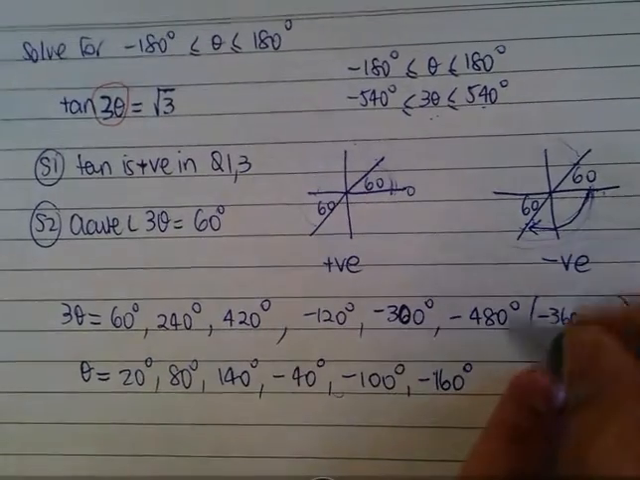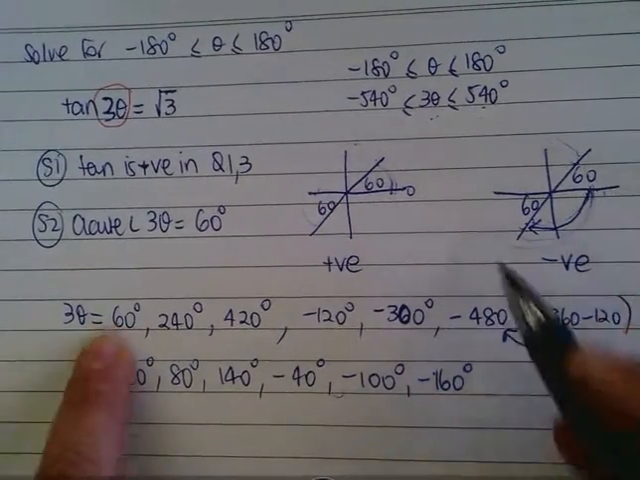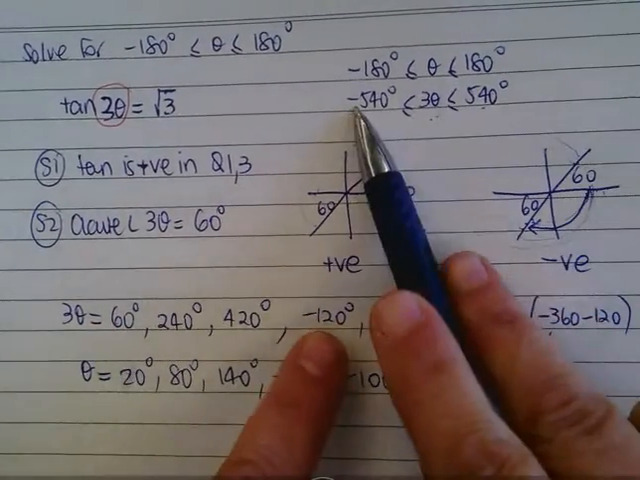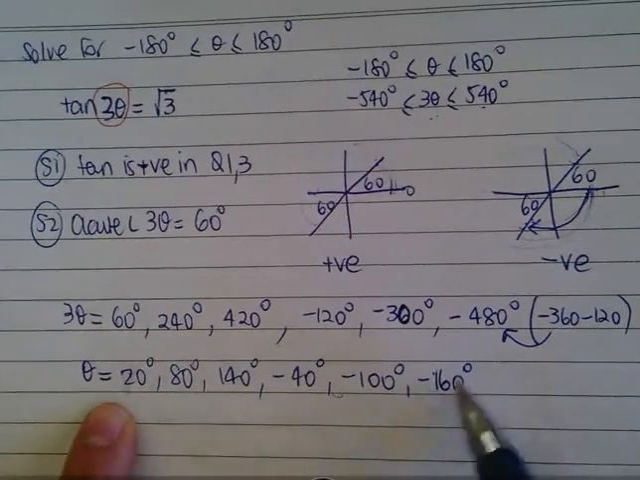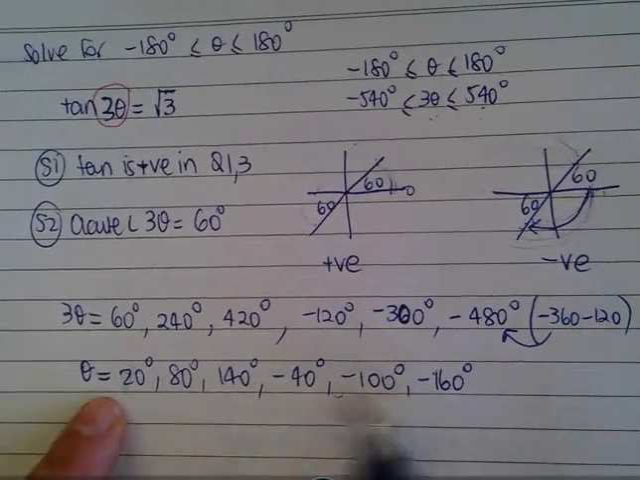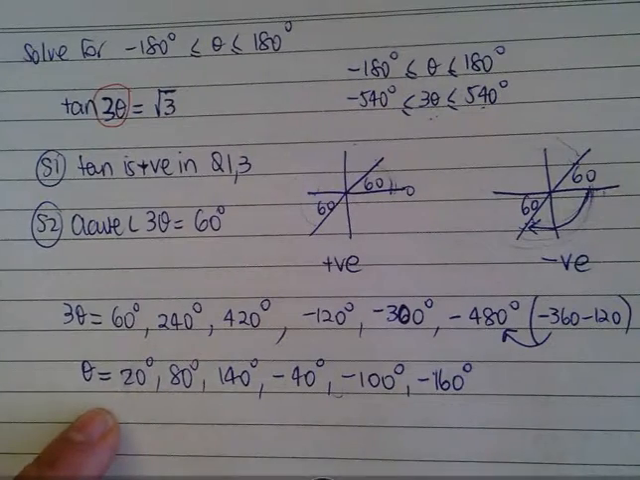Noticing here, that's how we got that all my solutions do lie between negative 540 and positive 540, and in my final solutions, everything lies between negative 180 and positive 180. Okay?